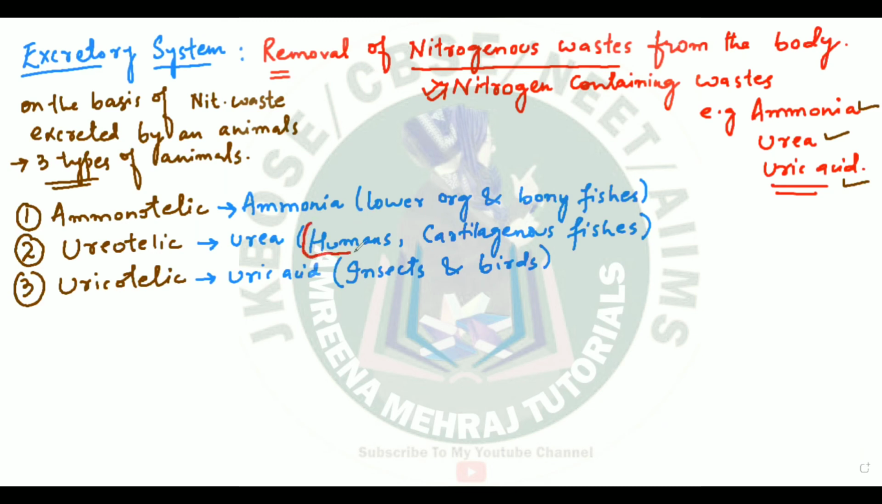In humans, which is the structure which helps us to remove the wastes from the body? We know we have a pair of kidneys which help us in removal of nitrogenous waste from the body. So kidneys help us in filtration of blood and removal of wastes from the body. That means urea.